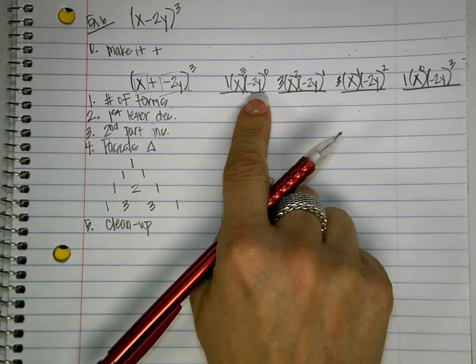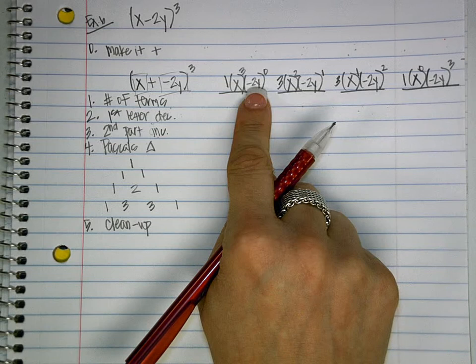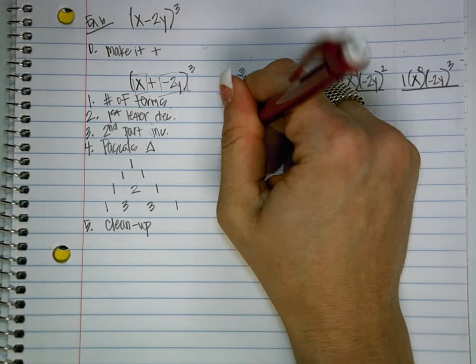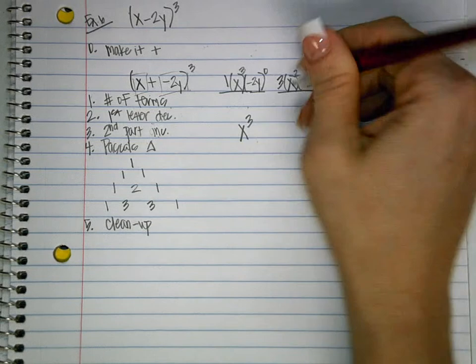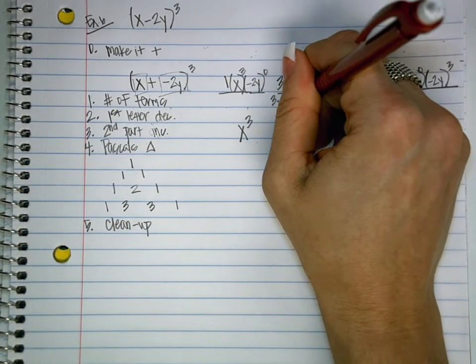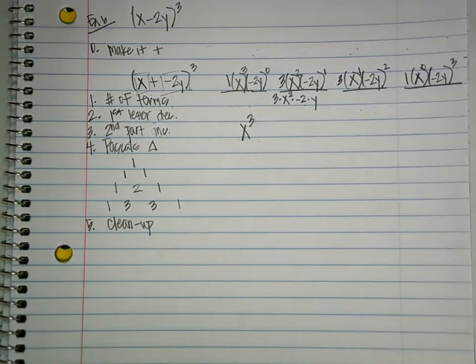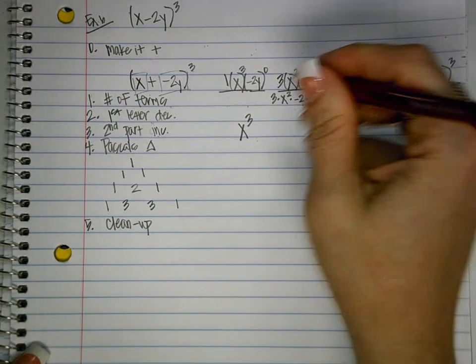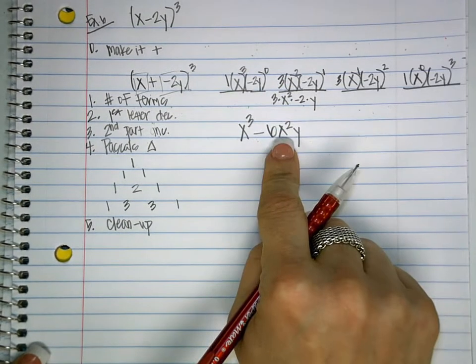X cubed, what's going to happen to the negative 2y to the 0? It's going to go away. So really this is just x cubed. What are you really multiplying here? This is 3 times x squared times negative 2 times y. How do I write that nicely as a term? Negative 6x squared y. Okay, so we have to clean it up. We just have to make it look prettier.